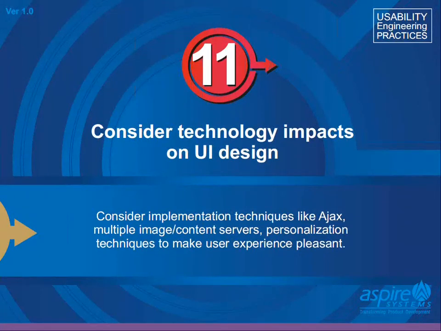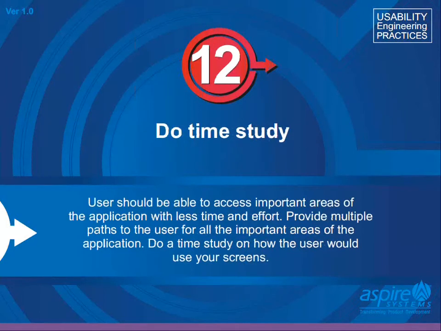Consider technology impacts on UI design. One should keep a close watch on the trends in front-end technologies like Ajax, HTML5. At the same time, one should not over-engineer the UI where it's not necessary. Pick the right technology after understanding the business and technical need of the product.